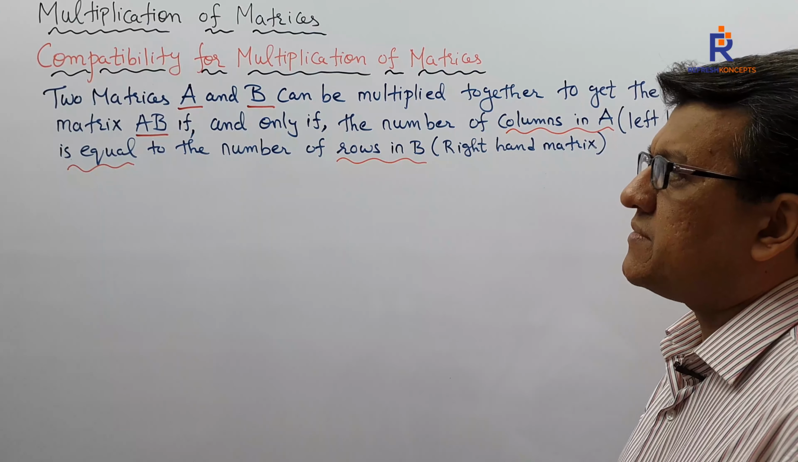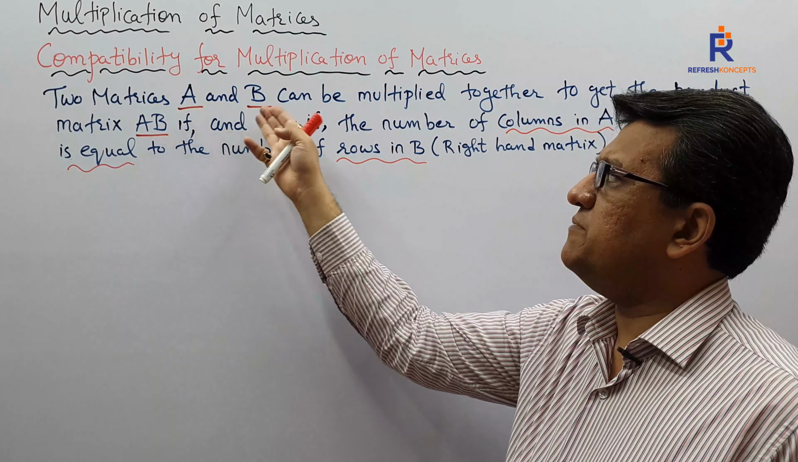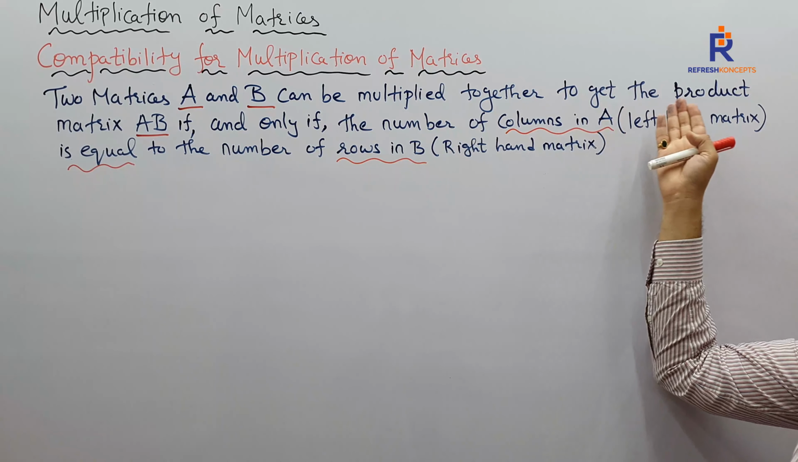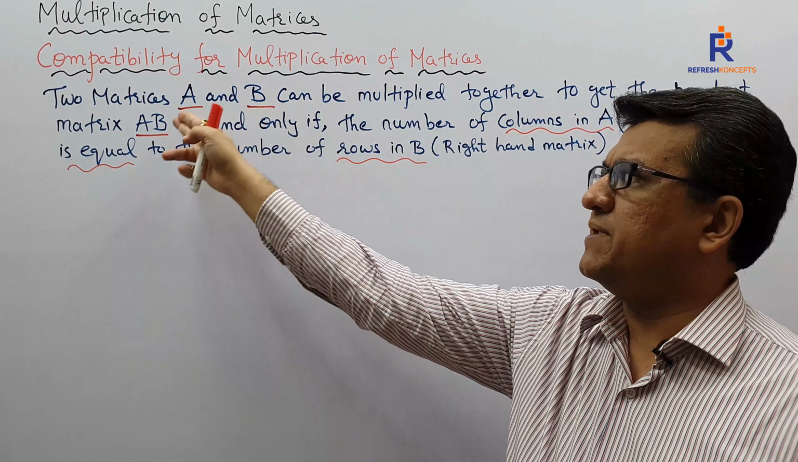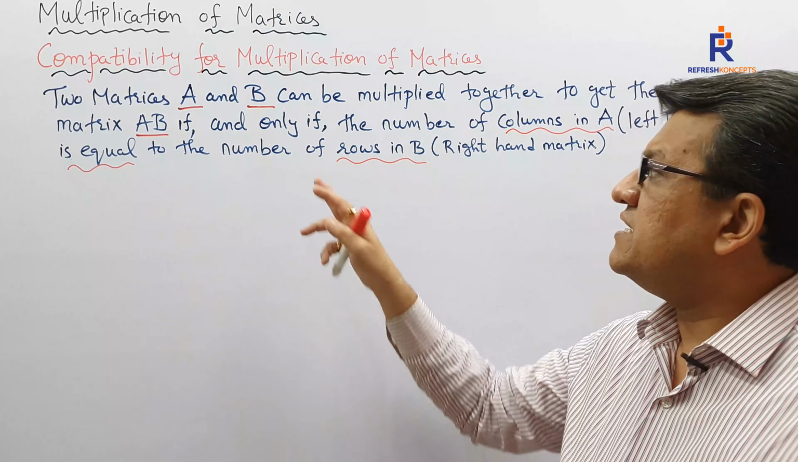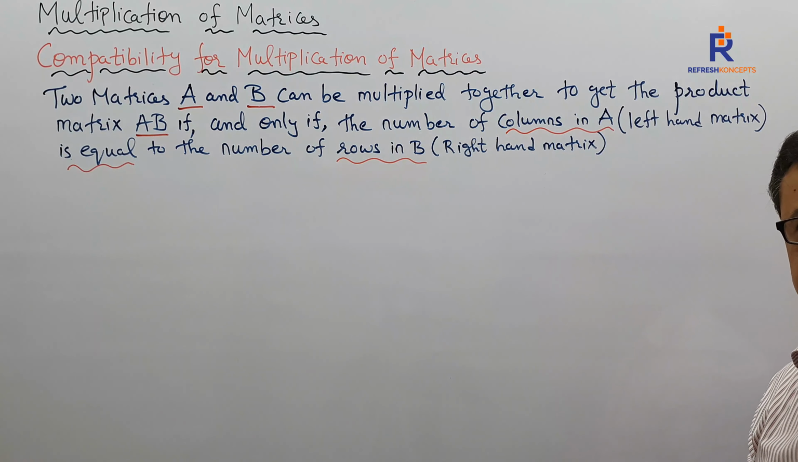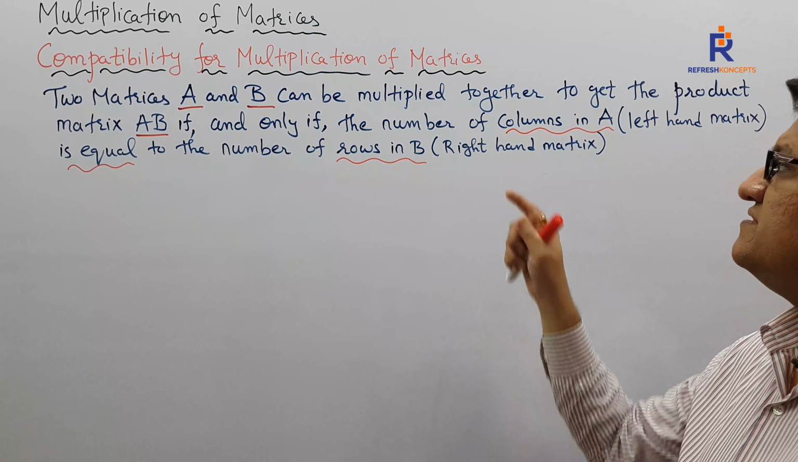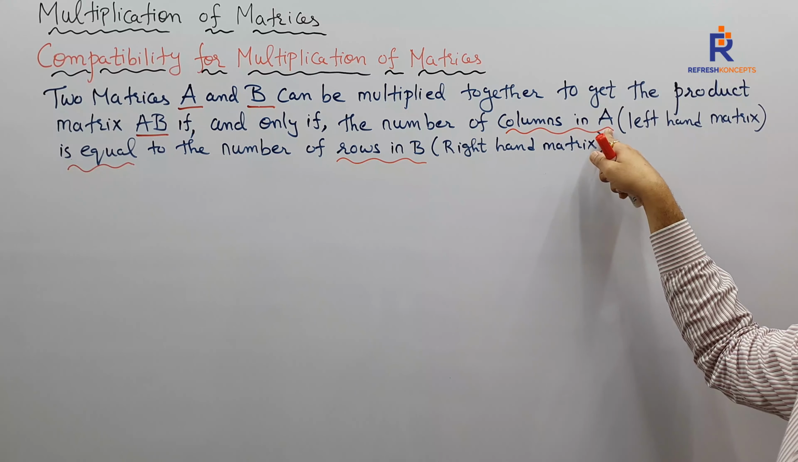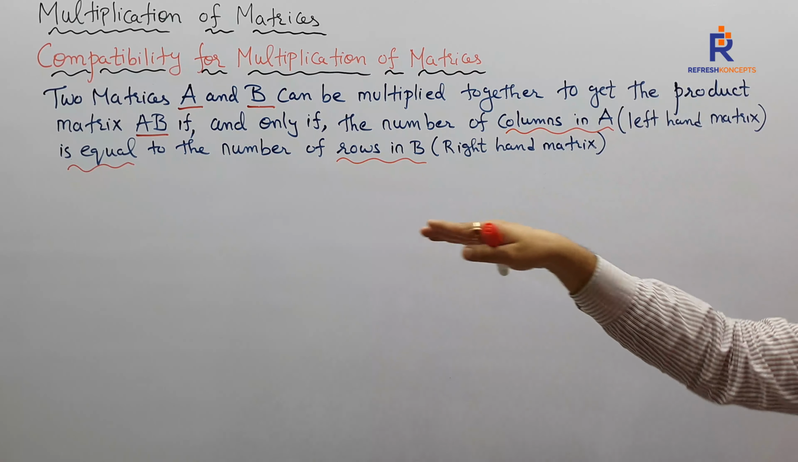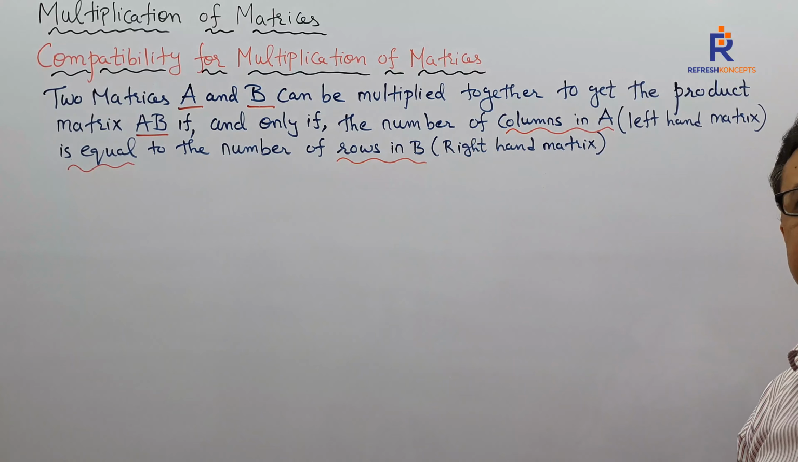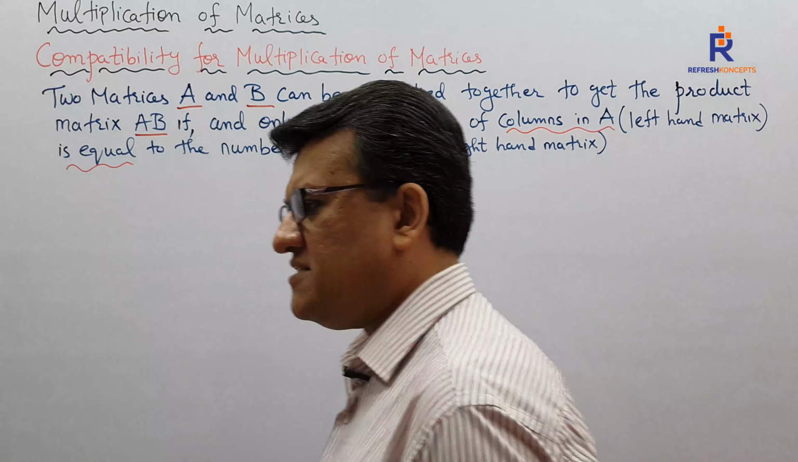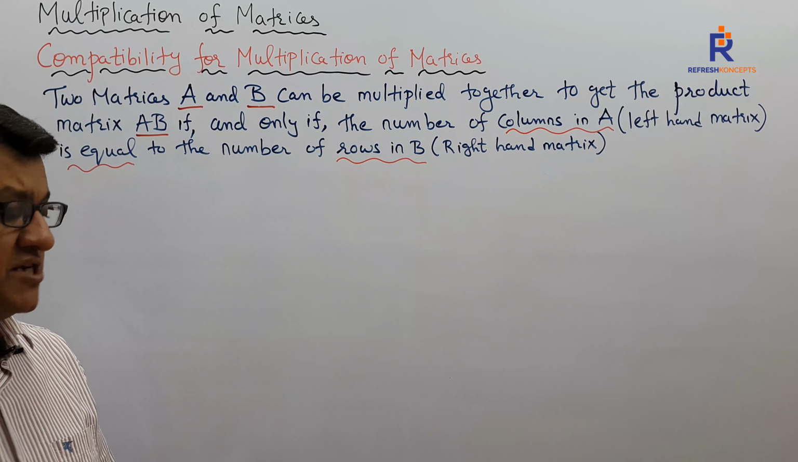Let's read it. Two matrices A and B can be multiplied together to get the product matrix AB. When A and B get multiplied, we eventually get AB, if and only if, mind you, if and only if the number of columns in matrix A, which is always on the left hand side, is equal to the number of rows in matrix B, which is on the right hand side. So those who are still finding it difficult, let's understand it by writing it in this fashion.